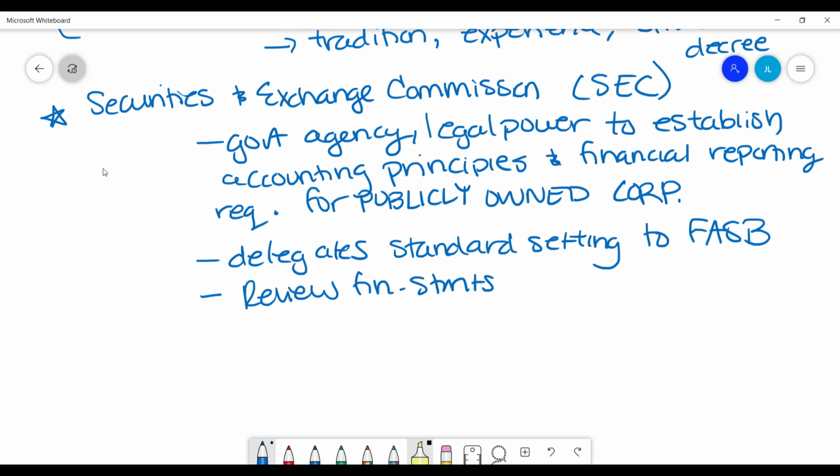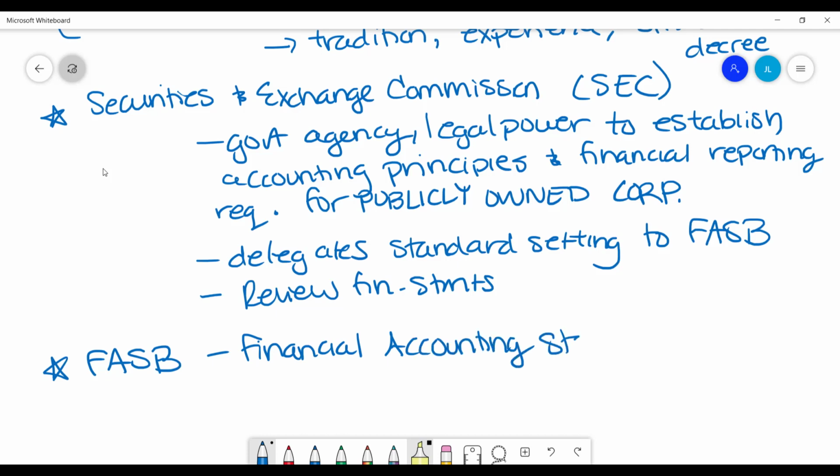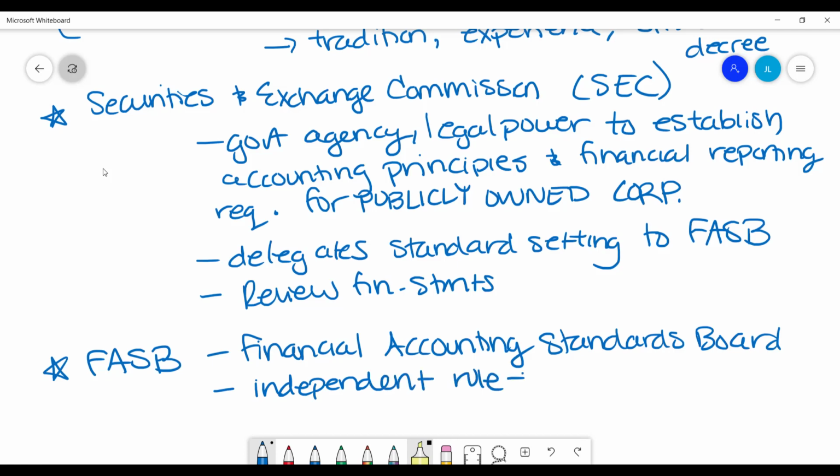Okay, and so the FASB, or FASB, but everyone just refers to it as FASB, is the Financial Accounting Standards Board. Okay, so this is a private group. Okay, it's not a government agency. They are independent, but they are an independent rule-making body.